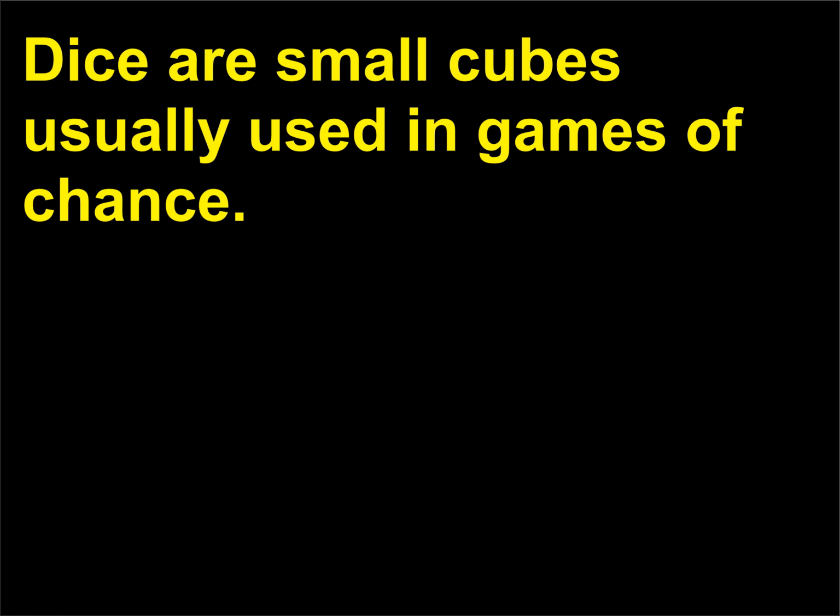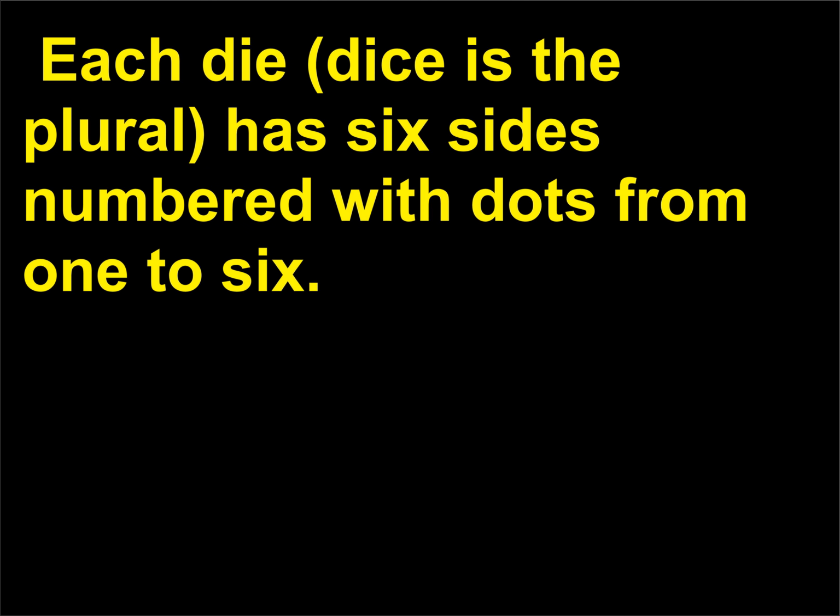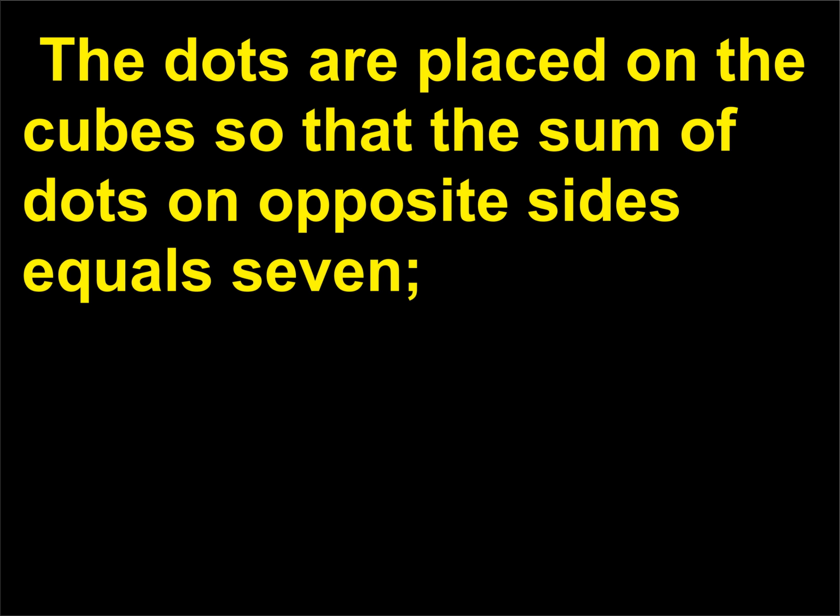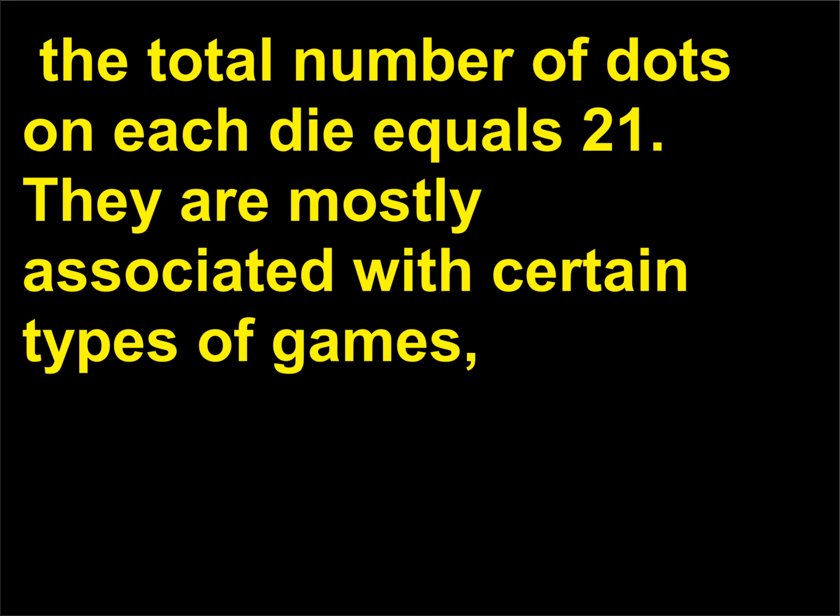What are dice? Dice are small cubes usually used in games of chance. Each die, dice being the plural, has 6 sides numbered with dots from 1 to 6. The dots are placed on the cube so that the sum of dots on opposite sides equals 7. The total number of dots on each die equals 21.